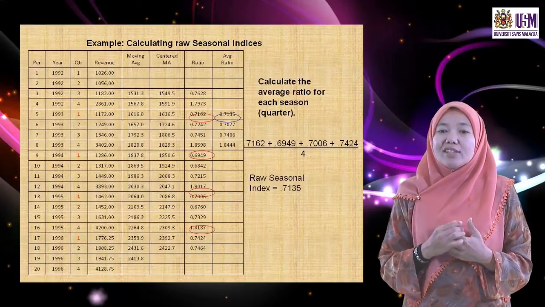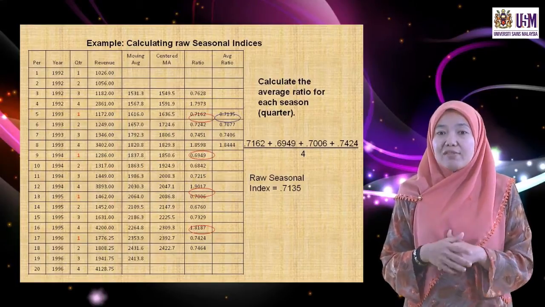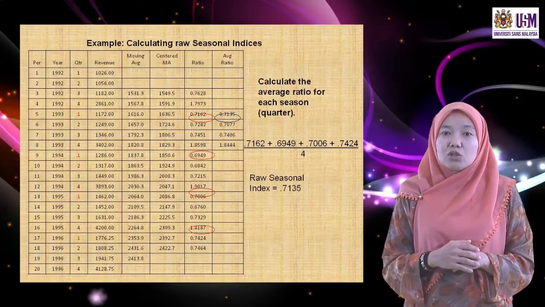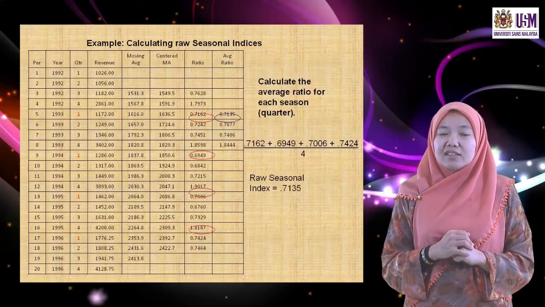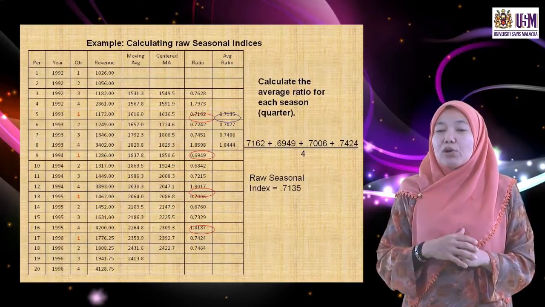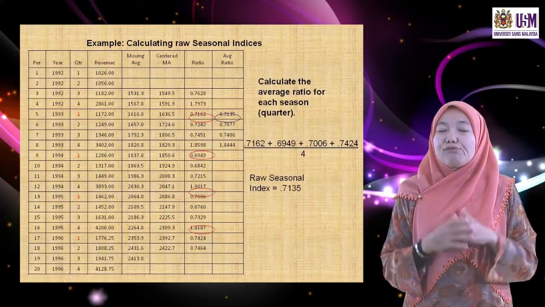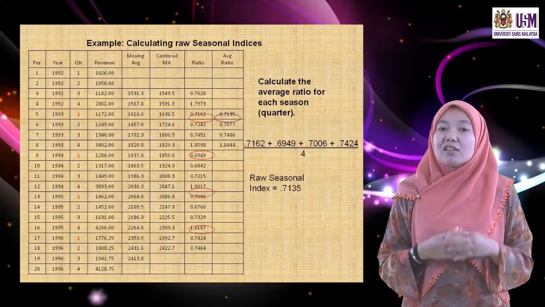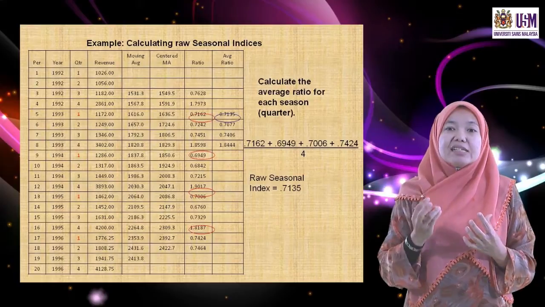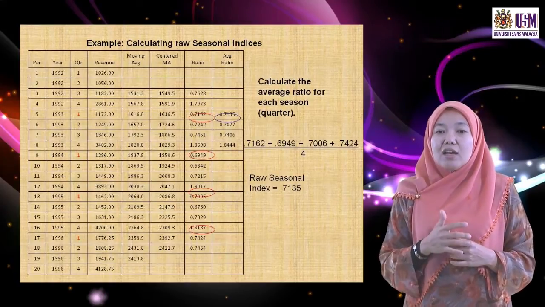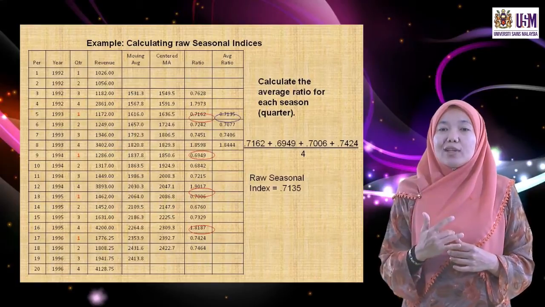So you can write that as 0.7077. So this is another column next to the seasonal ratio. This is your seasonal index. And then you do that for quarter 3 and quarter 4. So basically, when it comes to four quarter observations, you will have four seasonal indices only. You can leave all the rest of the space or the rest of the column empty.